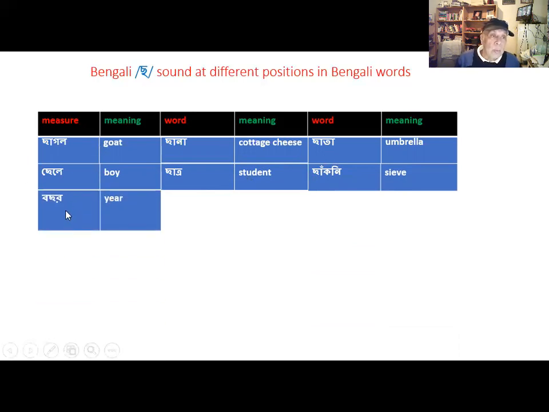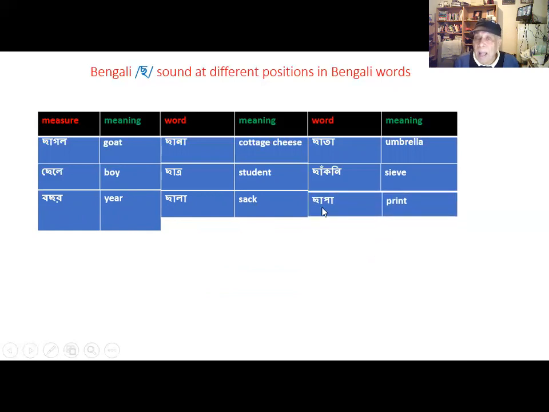Kachhur, here, chha is coming at the middle of the word. Kachhur, which means ear. Chhala means a sack. Chhapa. See, I am expelling a puff of air. Chhapa. If I don't puff out the air, then we'll get the sound chapa, which means something completely different.